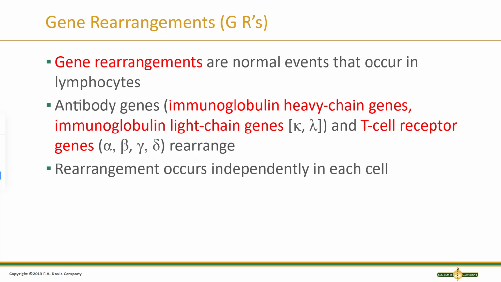Gene rearrangements are normal events that occur in lymphocytes. Antibody genes, immunoglobulin heavy chain genes, immunoglobulin light chain genes, and T-cell receptor genes rearrange. This is what allows our immune system to detect all sorts of different types of pathogens. We have gene rearrangements that happen all the time when we're creating these receptors. The two main receptors are: for B cells, it's an antibody; for T cells, it's the T cell receptor. Rearrangement occurs independently in each cell.